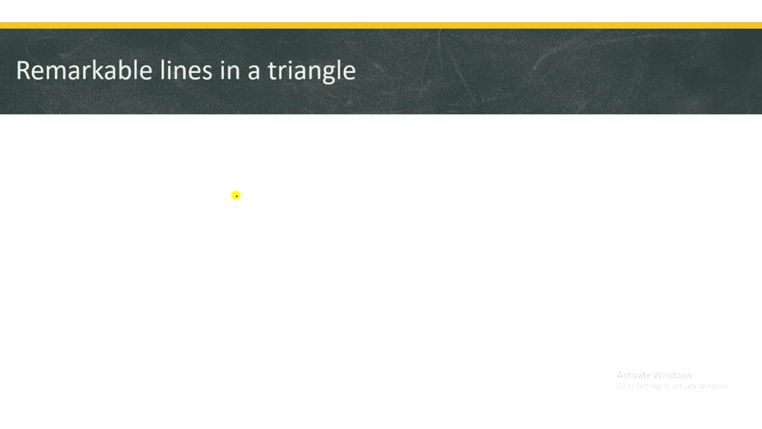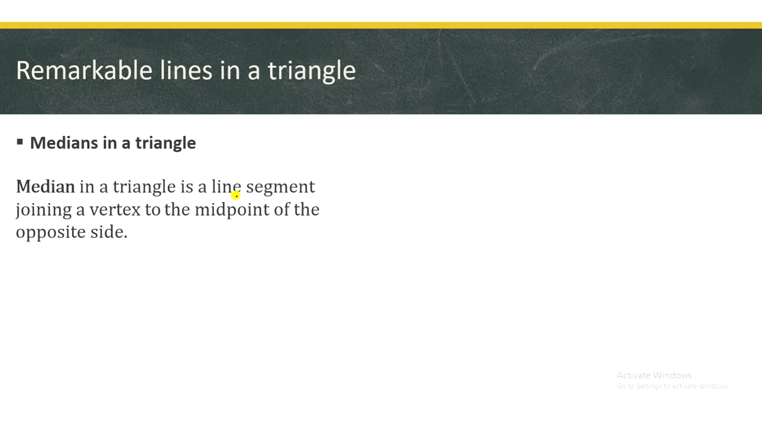Remarkable lines in a triangle. First of all, medians in a triangle. What do we mean by median? A median in a triangle is a line segment joining a vertex to the midpoint of the opposite side. We know each vertex has an opposite side.